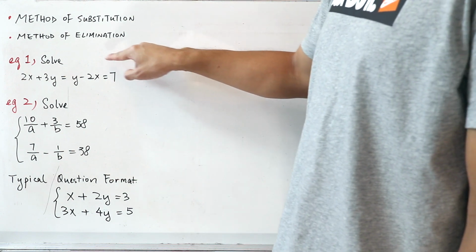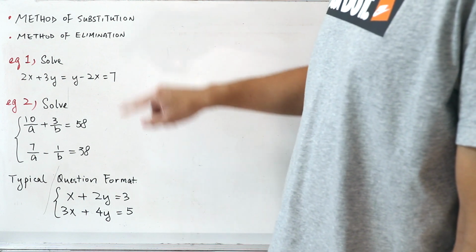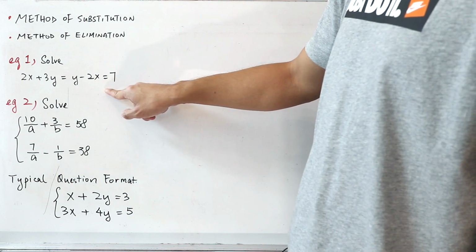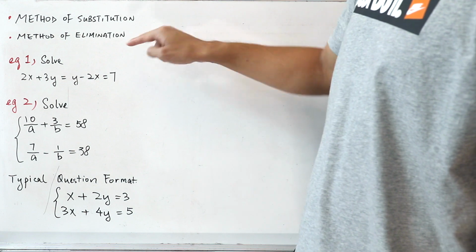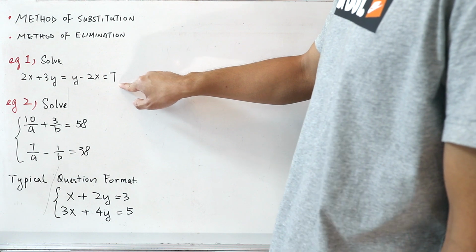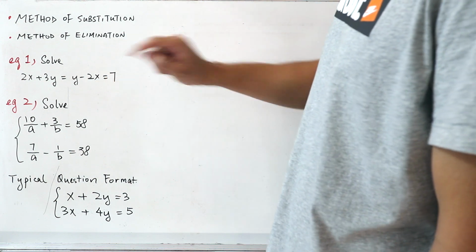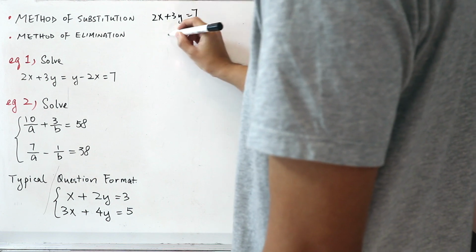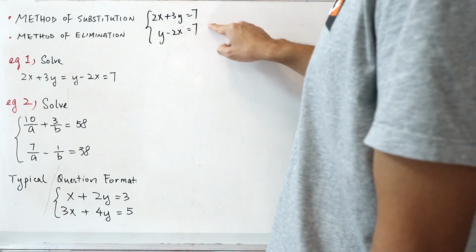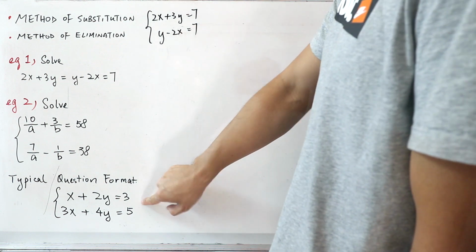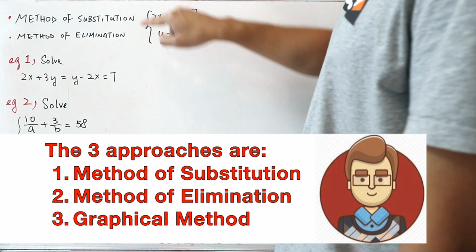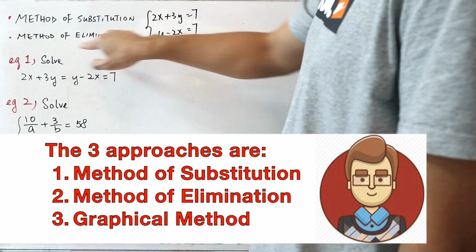But here in this example number 1, you can see that the format is very different from this. But don't worry, because 2x plus 3y equals y minus 2x equals 7, we can actually separate them into two equations. Because we know that 2x plus 3y is equal to 7. And we also know that y minus 2x is equal to 7. See, it is very easy to separate them into two equations. And now the format looks exactly the same as this. So to solve these equations, there are actually three different approaches. But in this video, I'll be talking about only two approaches: method of substitution and method of elimination.